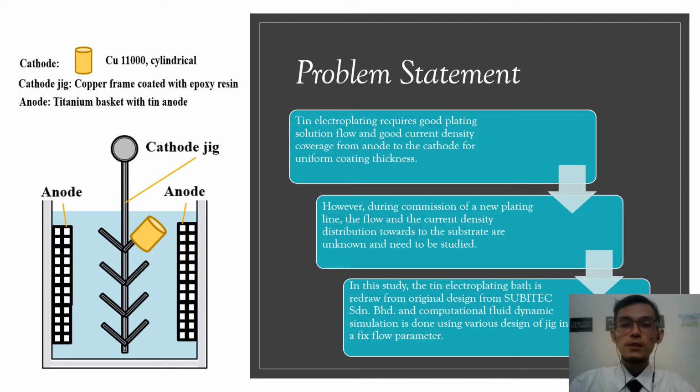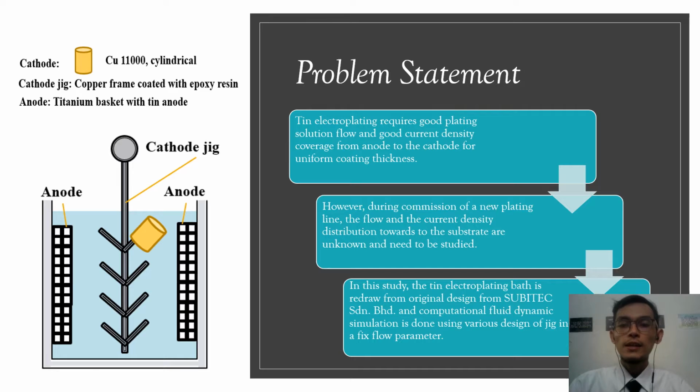For the problem statement, thin electroplating requires good plating solution flow and good current density coverage from the anode to the cathode for uniform coating thickness. However, during commissioning of a new plating line, the flow and the current density distribution towards the substrates are unknown and need to be studied.